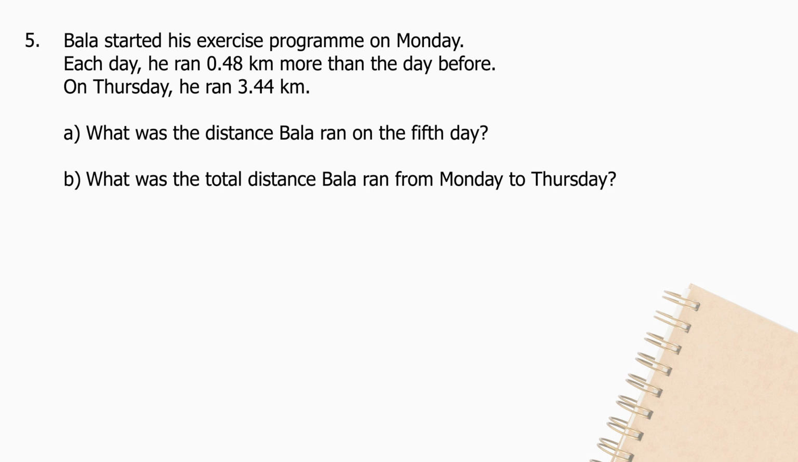Question 5. Bala started his exercise program on Monday. Each day, he ran 0.48 kilometers more than the day before. On Thursday, he ran 3.44 kilometers. A. What was the distance Bala ran on the fifth day? B. What was the total distance Bala ran from Monday to Thursday?